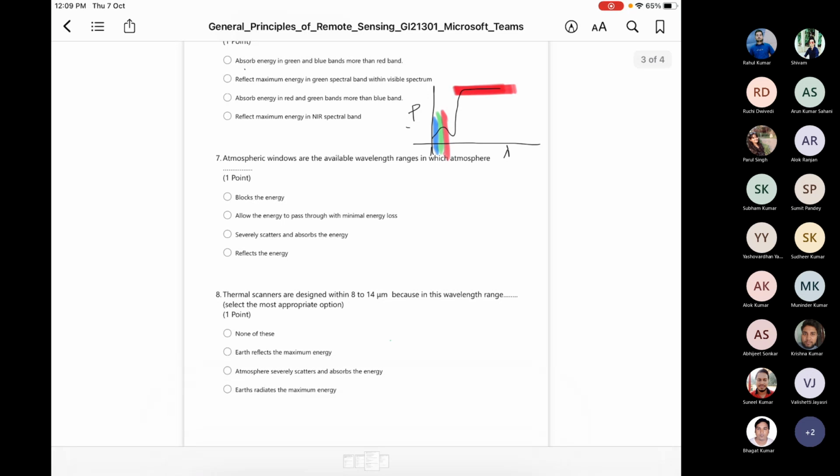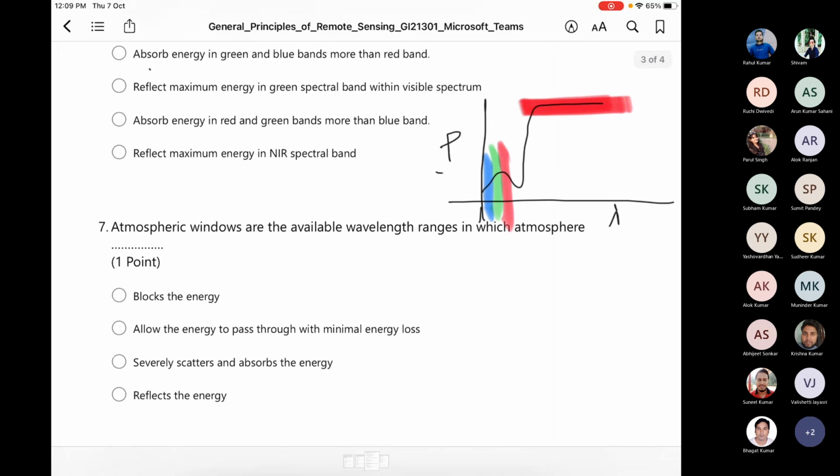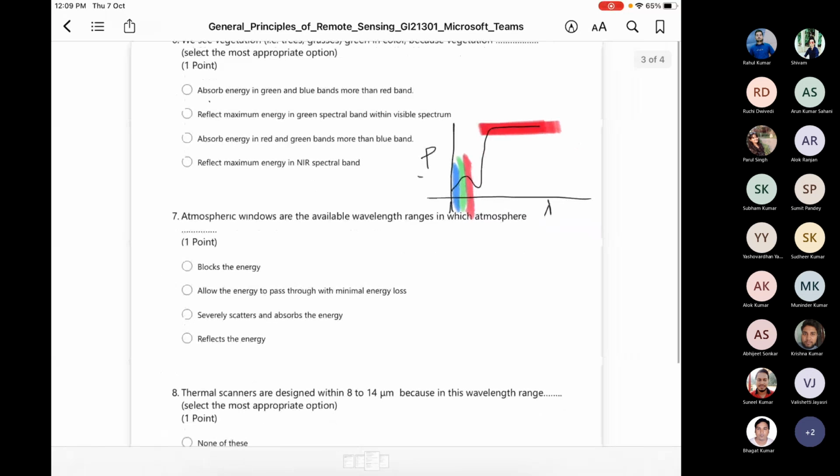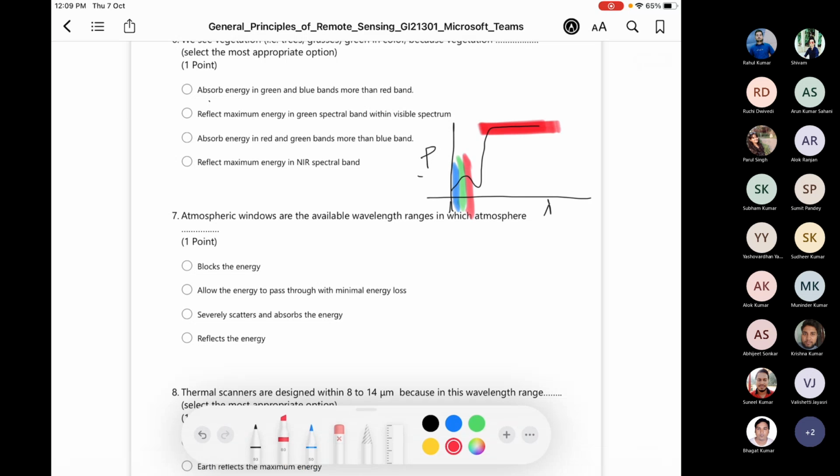The seventh question is related to the effect of the atmosphere on energy transmission through it. Atmospheric windows are wavelength ranges in which the atmosphere, what does it do, blocks the energy? No. When we see the atmospheric windows, okay, and let's say we consider it as a subjective problem, how can we approach it, how will you respond?